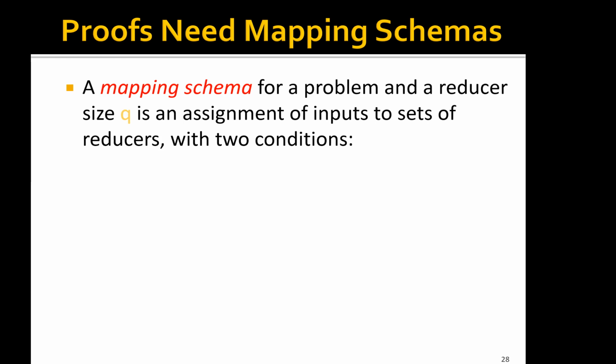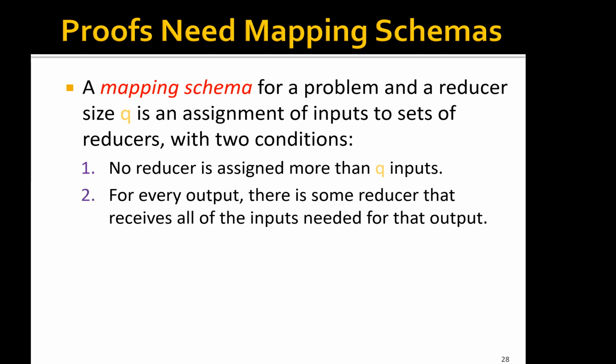Okay. So again, a mapping schema for a given problem and a particular reducer size Q assigns each input to sets of reducers. That is, for each input, where does the mapper send that input? And it has two requirements. One, no reducer is assigned more than Q inputs. That's the definition of reducer size, really. But the important point is that for every output, there has to be some reducer that receives all the inputs that are needed to compute that output.